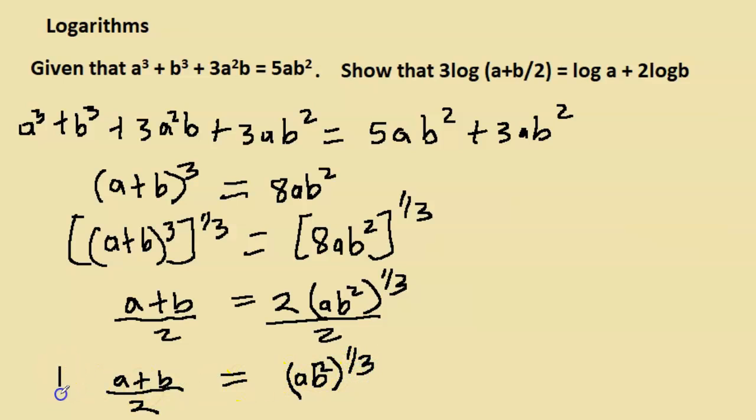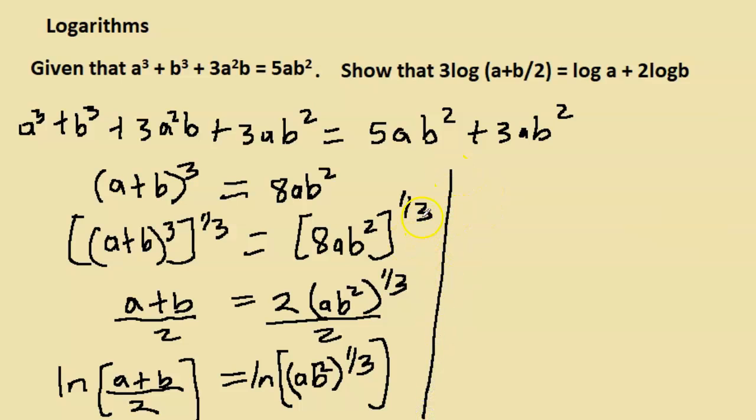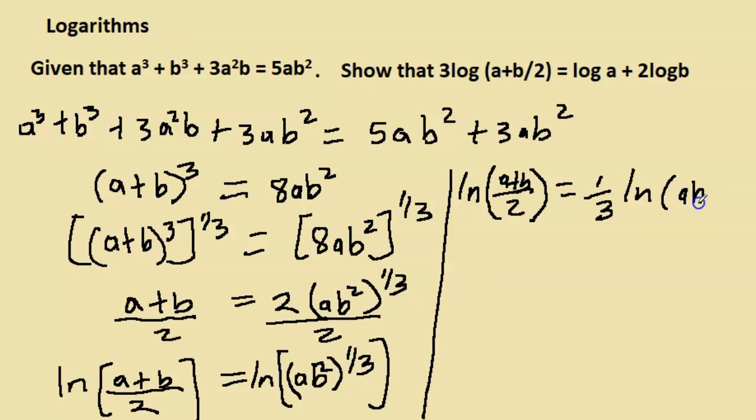And then we can log both sides. So take the log of this side, and then we take the log of this side. So we end up with what we have on the left hand side for the proof. Well, not quite yet. So we'll have ln of (a plus b) over 2. And remember with logarithms, this power here we can bring to the front. So this is 1/3 ln, and then in the bracket we have ab squared.